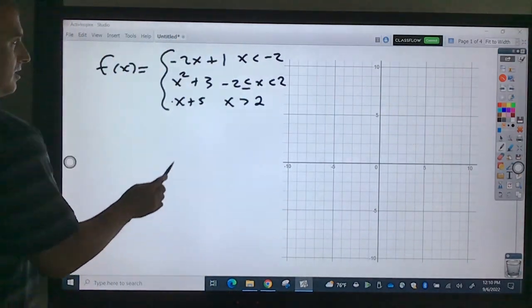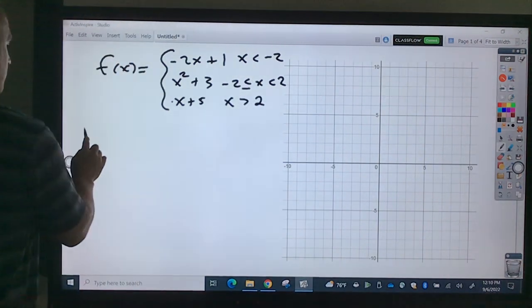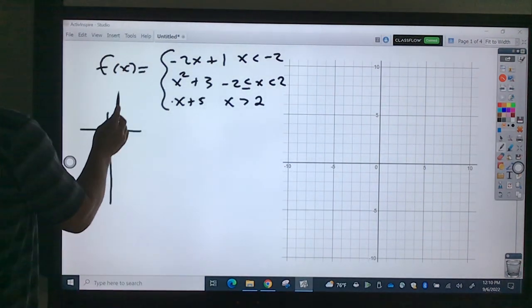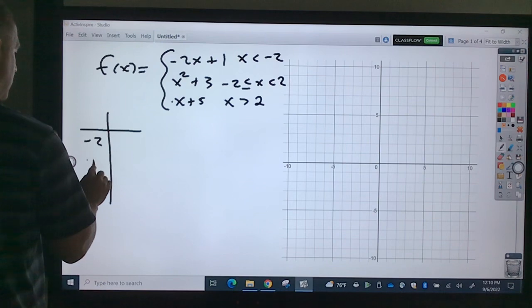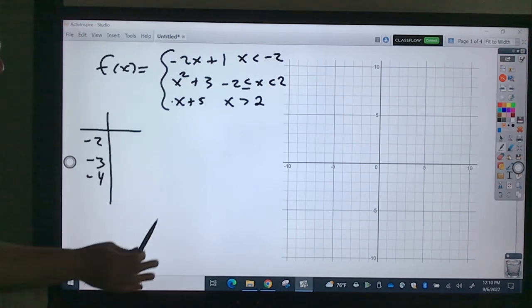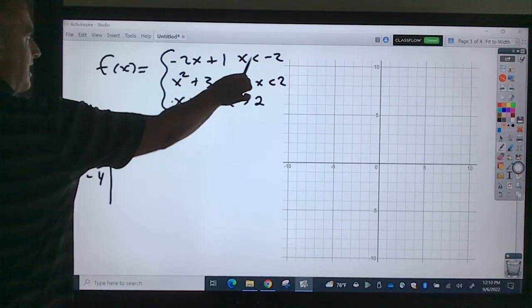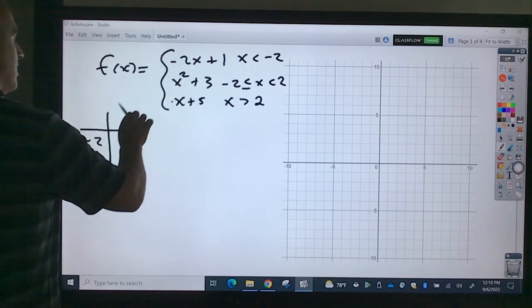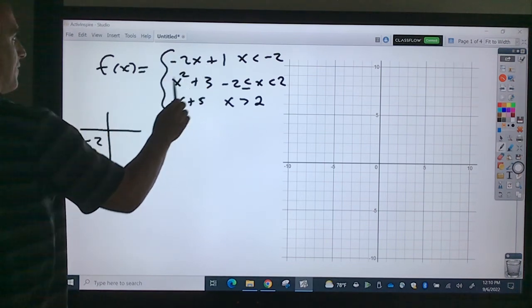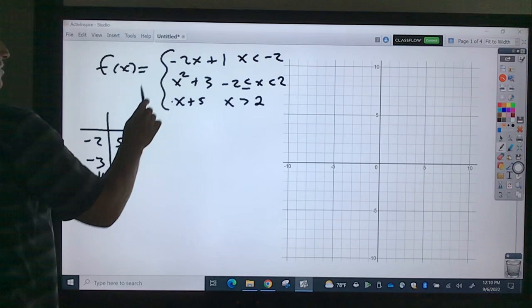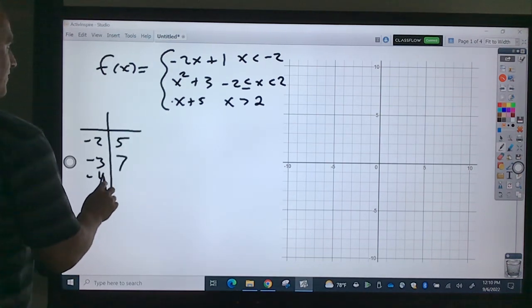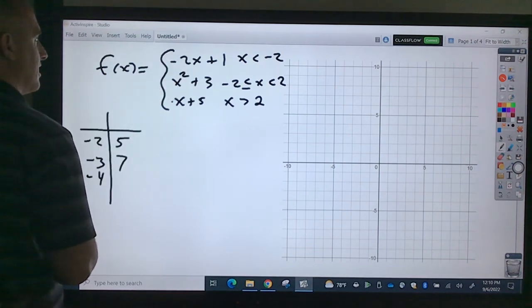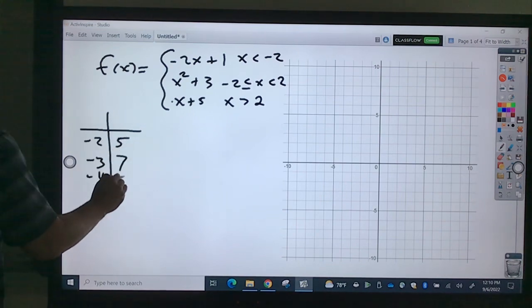What we want to do is graph some points, for negative 2, negative 3, negative 4. Pick a couple, all right? Because that's less than, I'm going to substitute these in. So negative 2 times negative 2 would be 4, plus 1 would be 5. Negative 2 times negative 3 would be 6, plus 1 would be 7. Negative 2 times negative 4 would be 8, plus 1 would be 9.